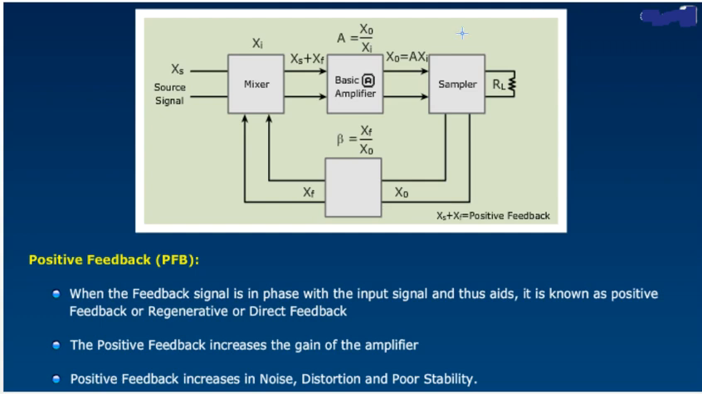So in positive feedback, for the input signal you are applying, for example, let us take a sinusoid signal, and the feedback signal coming from this feedback network is also in phase with the input signal, because both are in the same phase. Such a type of feedback is called positive feedback.